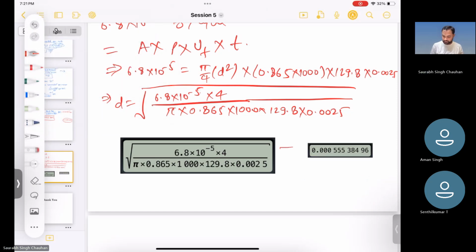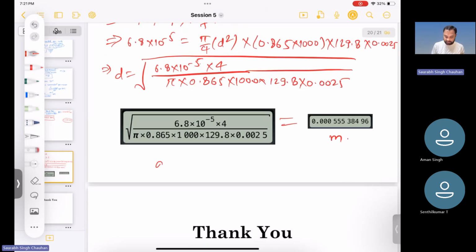Okay, so this is in meters, right? So diameter in millimeters will be 0.555 millimeters. Okay.